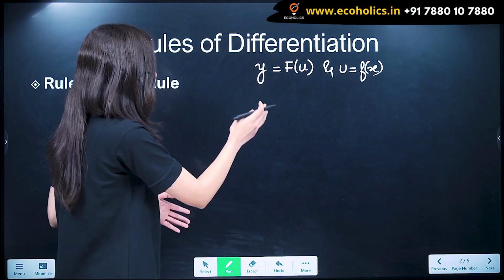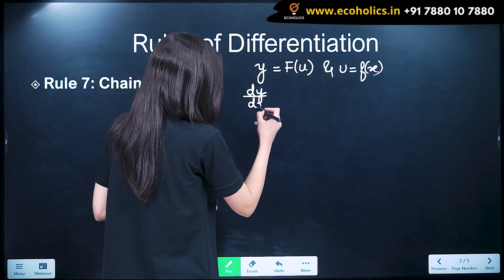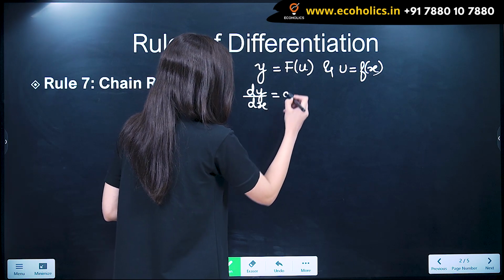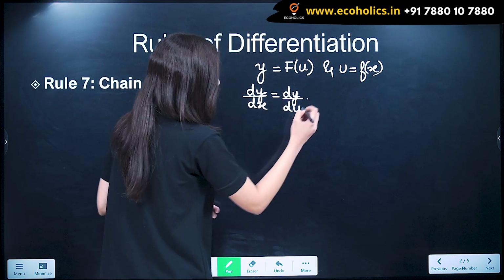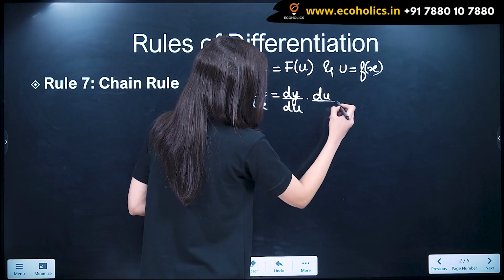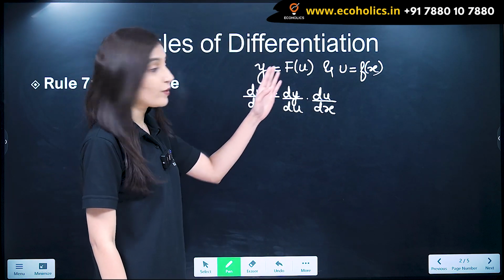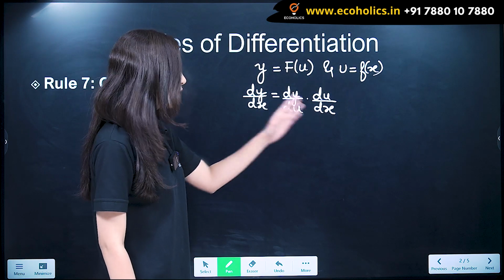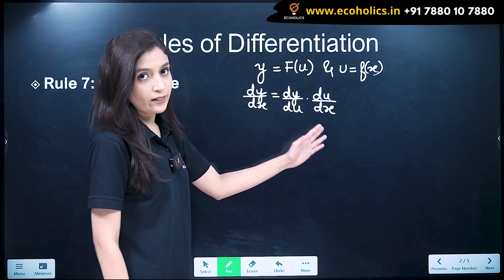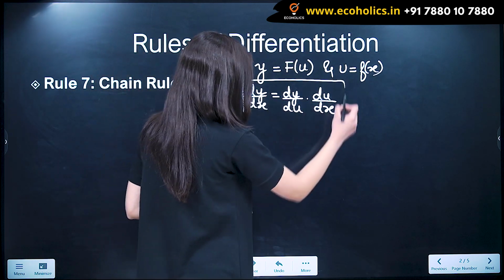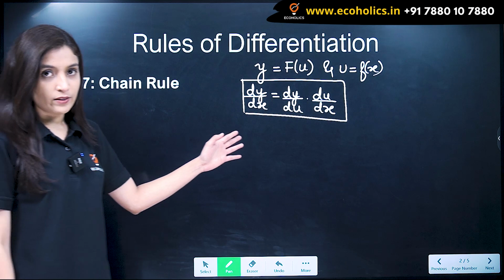then our dy by dx will be equal to dy by du into du by dx. Because in this case we have y as a function of u and u as a function of x, dy by dx will be dy by du into du by dx. So we'll be having the product. So this becomes our chain rule of differentiation.